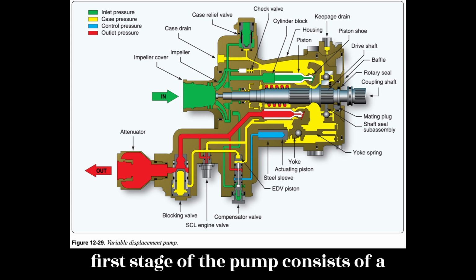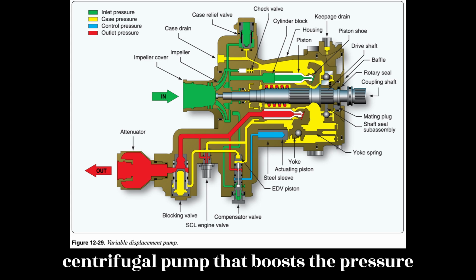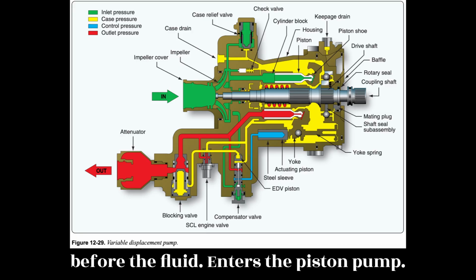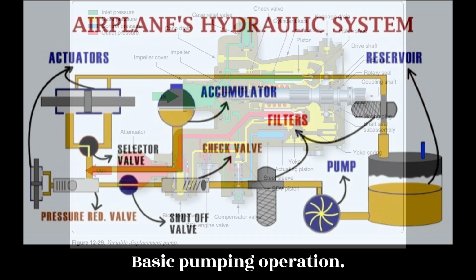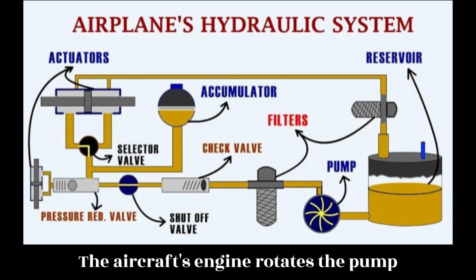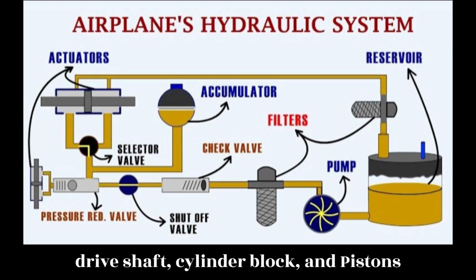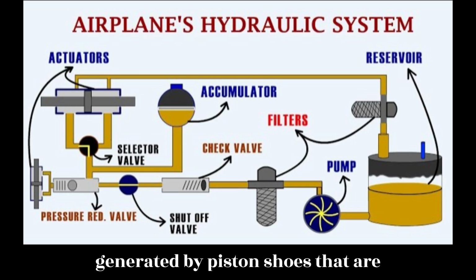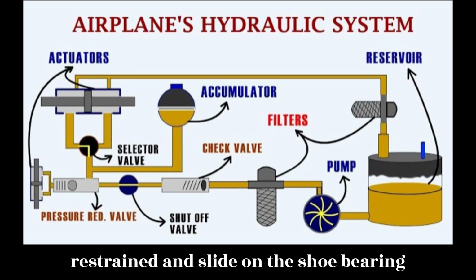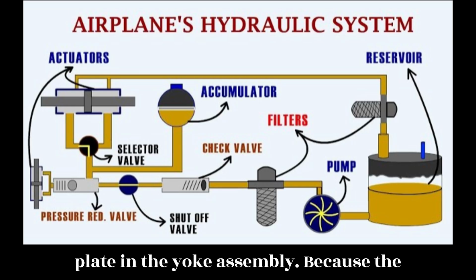The first stage of the pump consists of a centrifugal pump that boosts the pressure before the fluid enters the piston pump. Figure 12.29. Basic pumping operation. The aircraft's engine rotates the pump drive shaft, cylinder block, and pistons via a gearbox. Pumping action is generated by piston shoes that are restrained and slide on the shoe bearing plate in the yoke assembly.